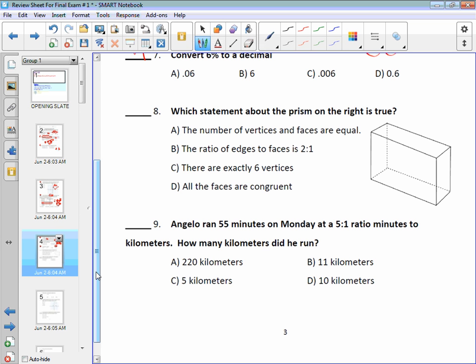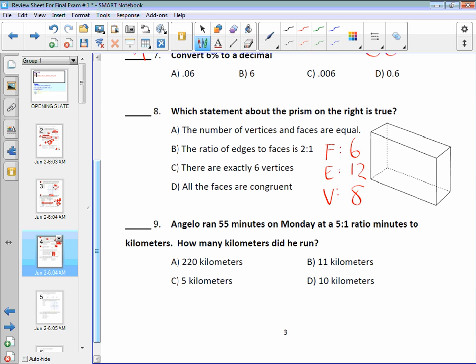Most of you got it right. First thing I'm going to do is take the prism and decide how many faces, how many edges, how many vertices. How many faces? Luke, 6. How many edges? Come on, we just did it. Lydia. How many vertices? Skylar, 8.